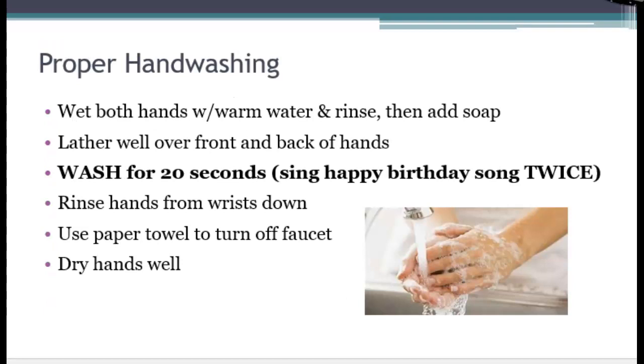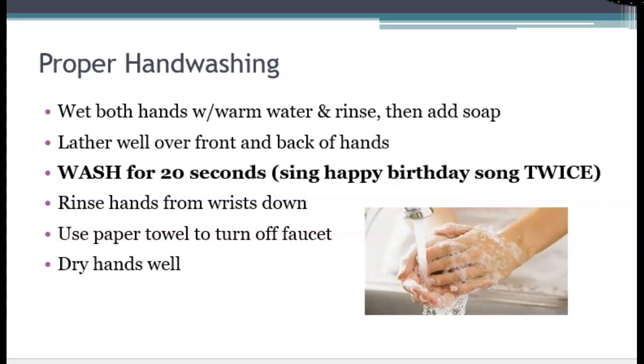The next thing we need to talk about and spend a little time on is just what is proper hand washing. We need to wet both hands with warm water, and they need to be rinsed and add soap. You want to lather your hands together really well, and you want to do the front and the back of the hands. You want to wash your hands for at least 20 seconds. And it's said that if you sing the happy birthday song twice, that's at least 20 seconds. You want to rinse your hands from the wrist down. That's washing away, hopefully, any bacteria or contaminants that you have on your hands.